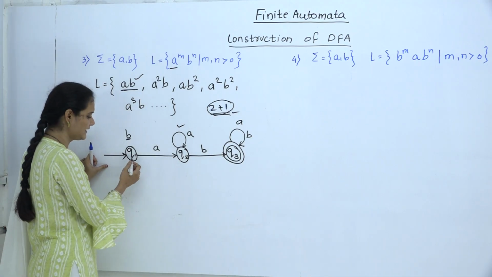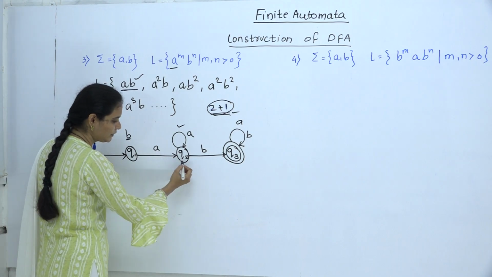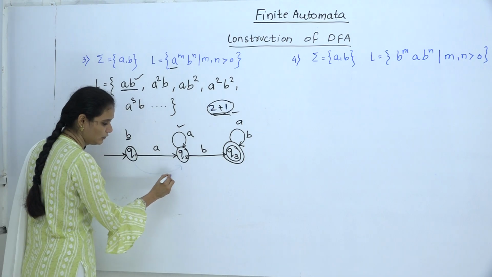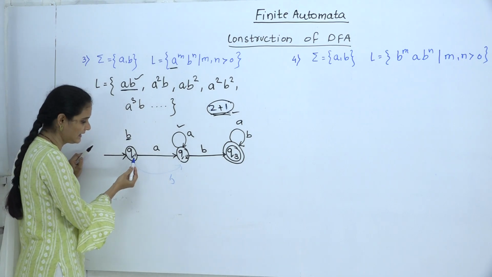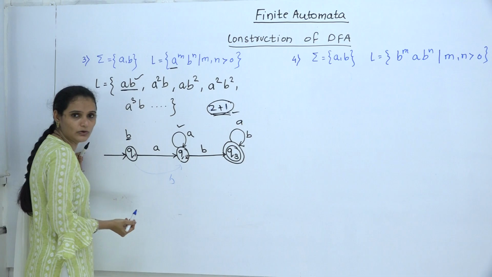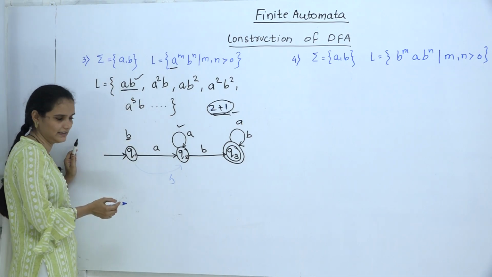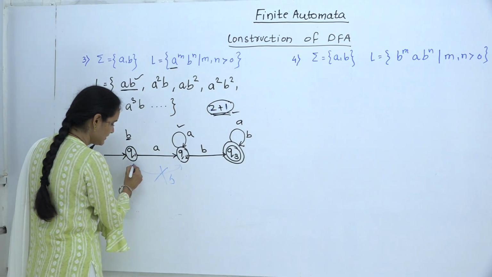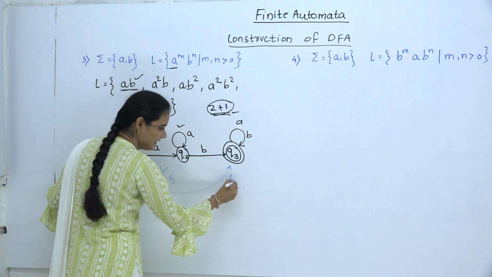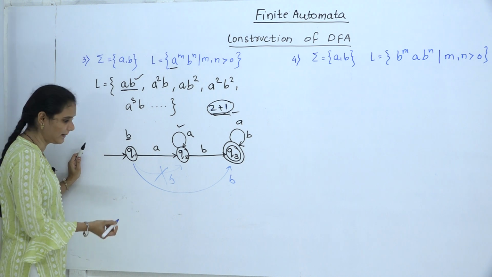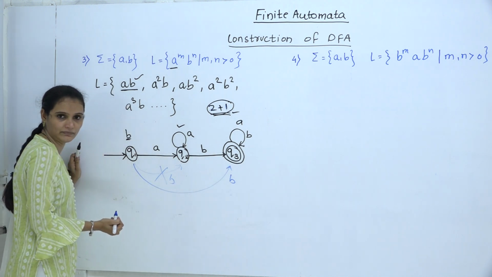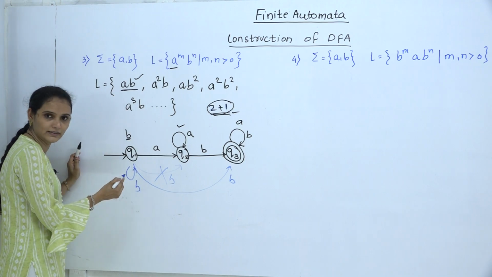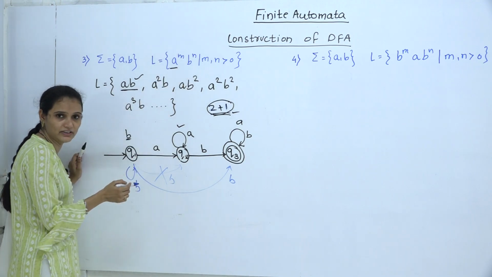So suppose here we give a Q1 to Q2 B transition, then what happens here? Suppose I give B. B is also accepted, which is not accepted in our language. Therefore, it is wrong. So from Q1, suppose I give B to Q3, then what happened? Only B is also accepted. And also suppose I have given the loop of B, then also the meaning of the language is changed.